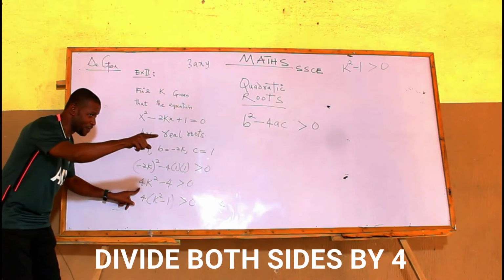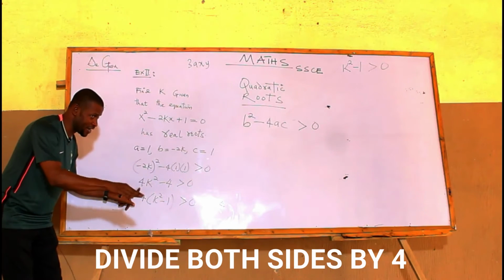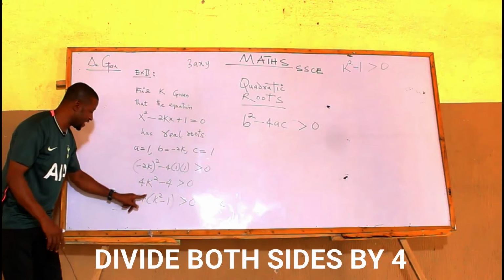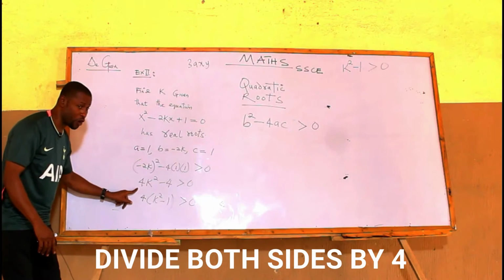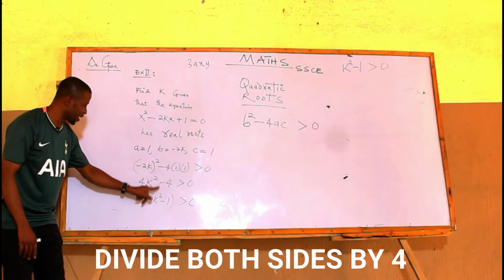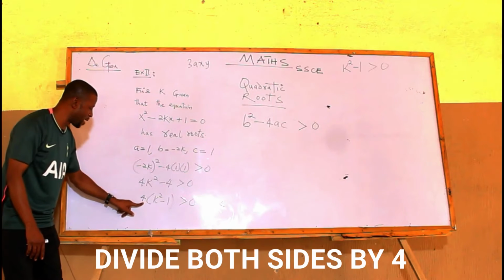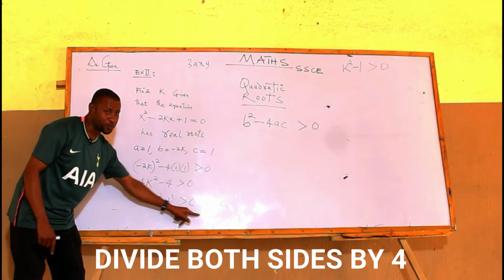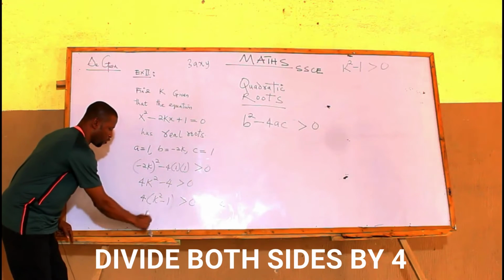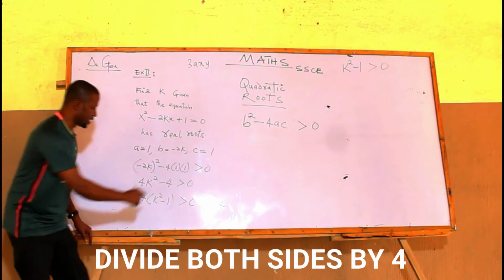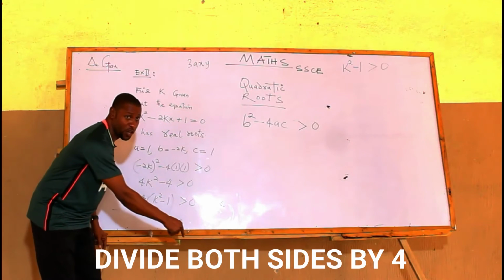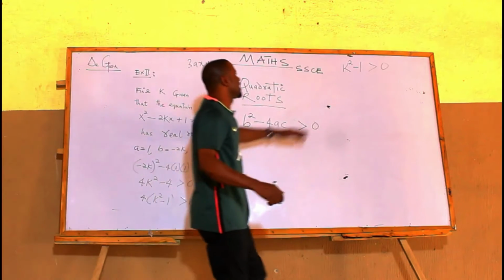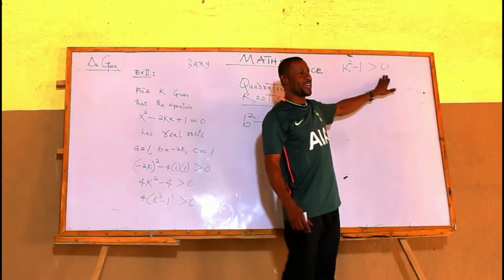Where is your mind? Bring your mind here now. 4k squared divided by 4, 4 will cancel 4, leaving us with k squared. Bring down your minus. 4 divided by 4, 1. Now I'm dividing both sides by 4. Greater than 0 over 4, and 0 over 4 means 0. So we now have that k squared minus 1 is greater than 0.